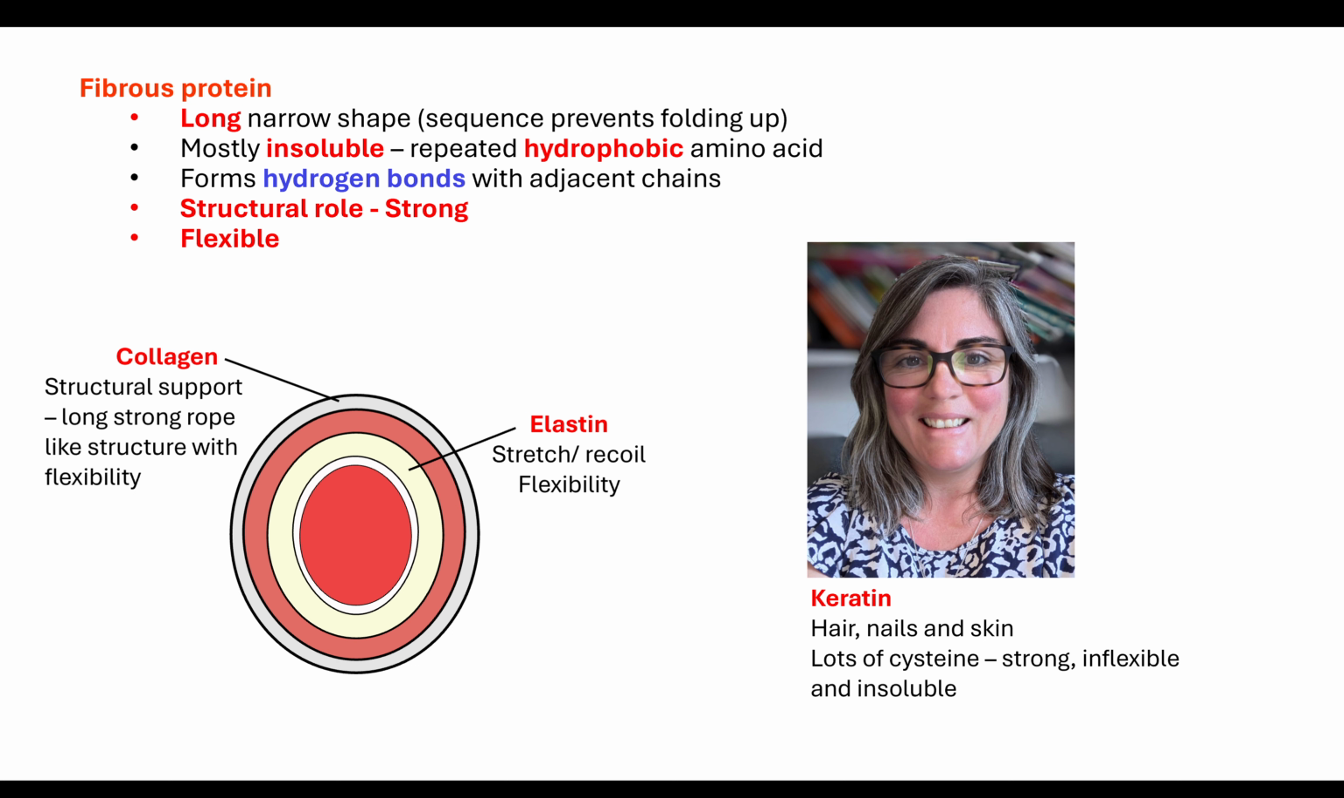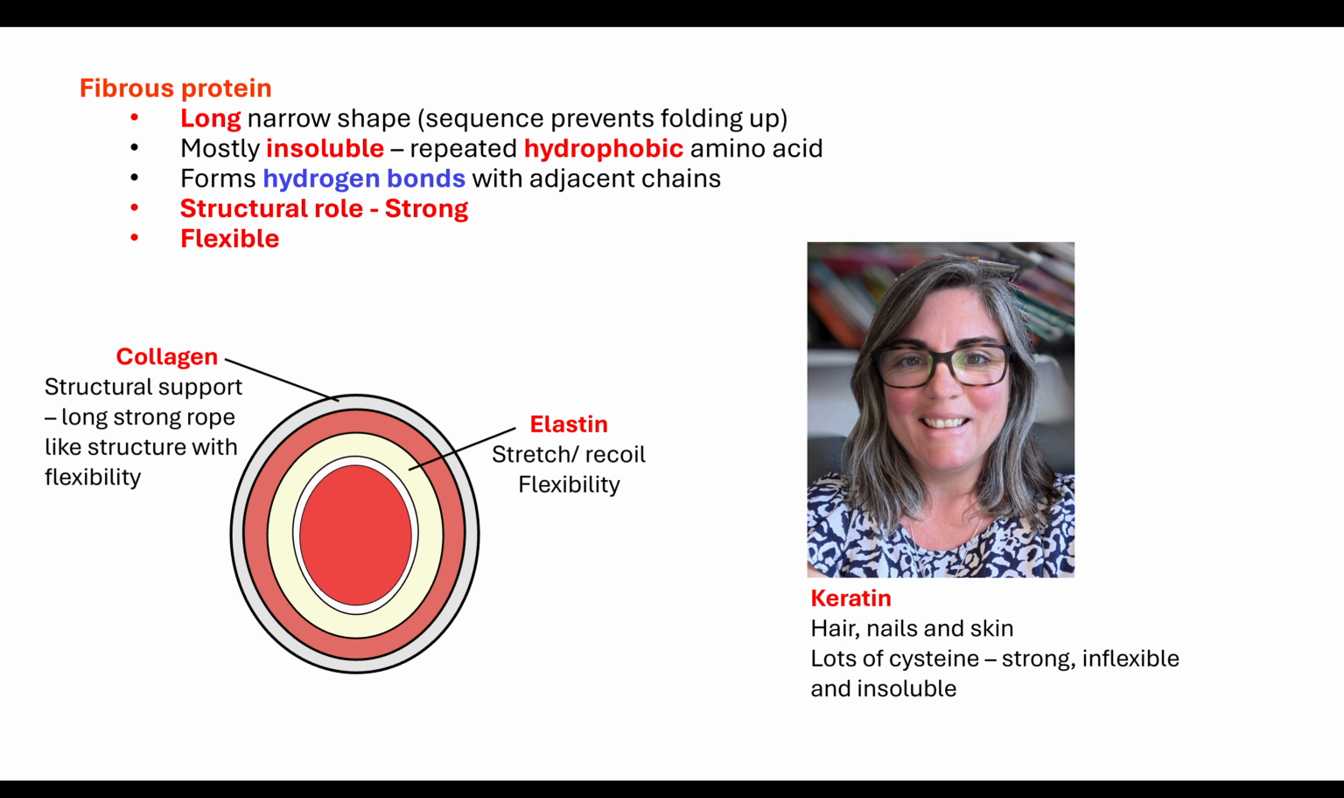And another one that you need to know about is keratin. So keratin is a fibrous protein that is found in the hair, your nails, and your skin. Now, keratin has lots of cysteine, so therefore lots of strong covalent bonds with those disulfide bridges. Now it's important to note, depending on how many cysteines are present, depends on how strong and flexible you have. So if there's lots of cysteine there, it's very strong and normally inflexible, and also it's insoluble.